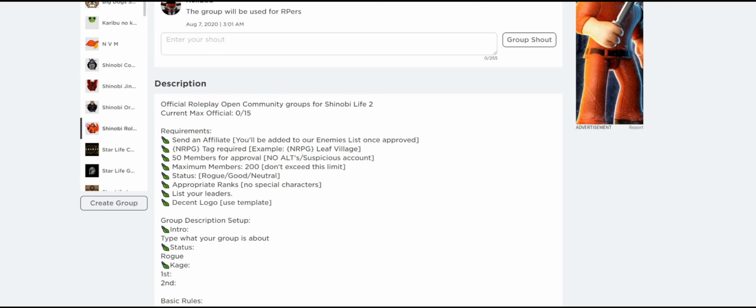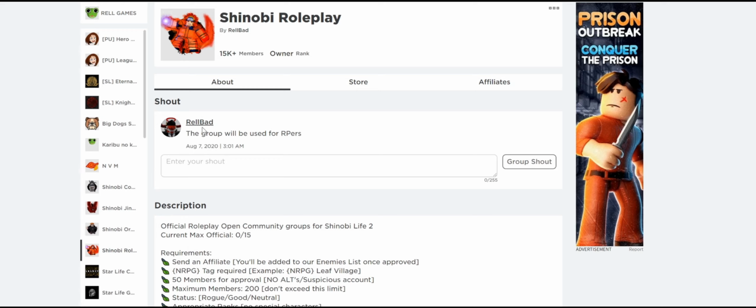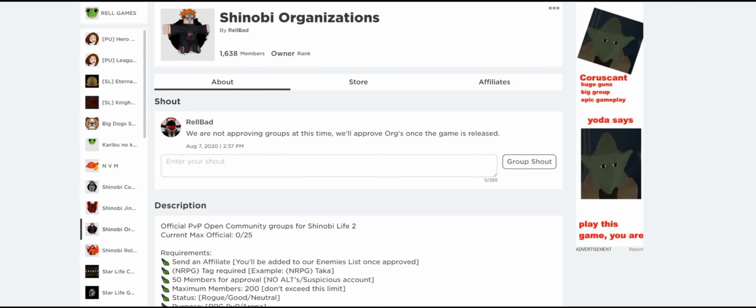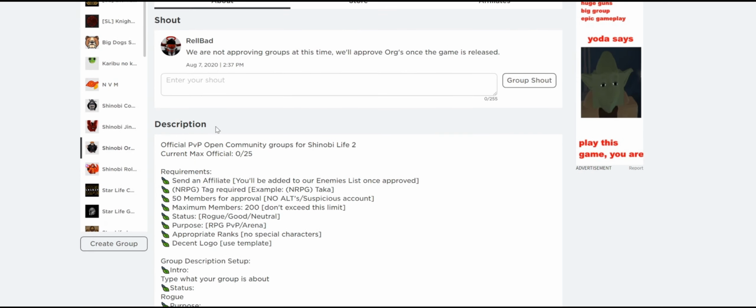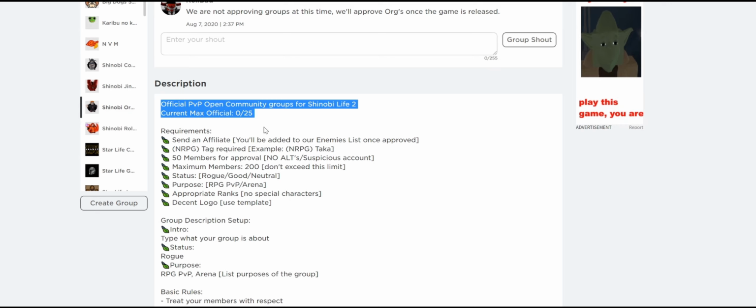So you have to use the tag, like you see that NRPG tag, you got to use that tag for roleplay groups. That's for role players only. Organization is for the PvP arena people. If you're into PvP, it's different types of tags. You use the tags that are provided, like the NRPG tag.